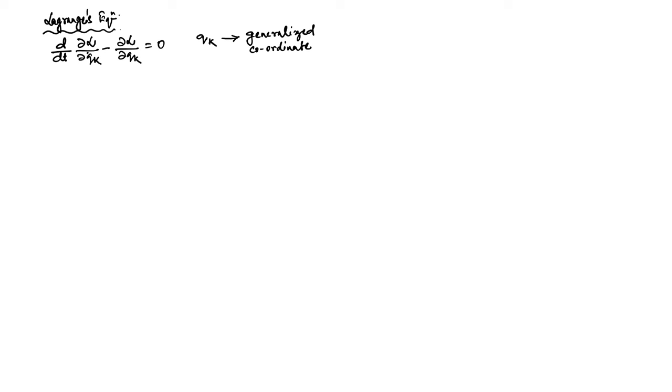Now, this equation is particularly very helpful to derive the equation of motion for a complex system, where we first define the generalized coordinate, and in terms of that generalized coordinate, we define the Lagrangian, right? So, what is the Lagrangian? It is nothing but T minus V.